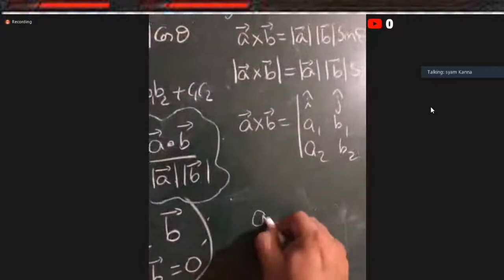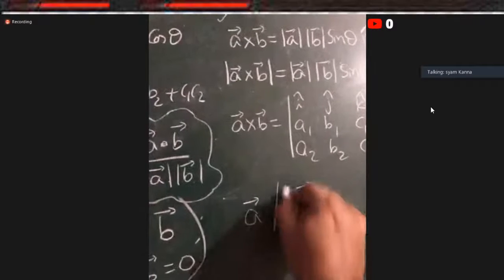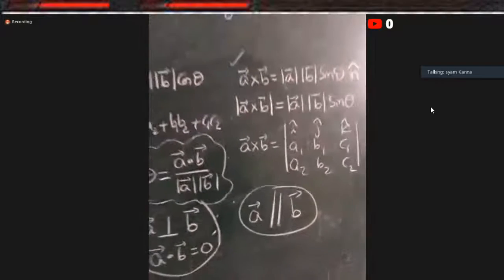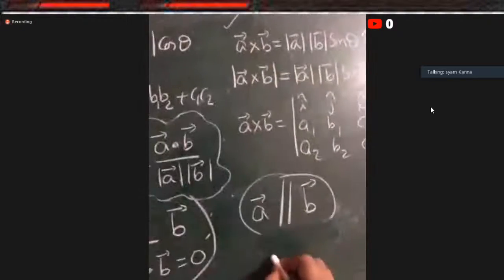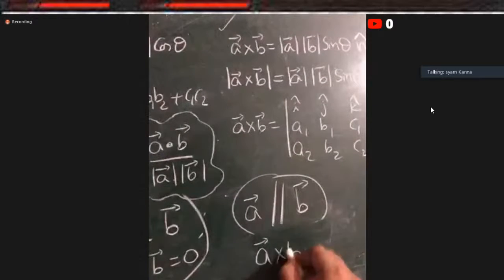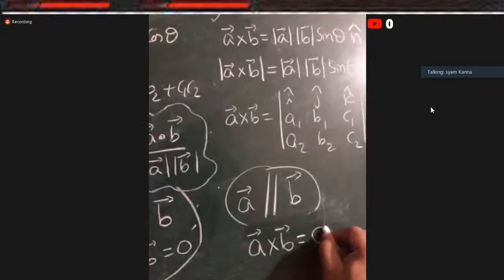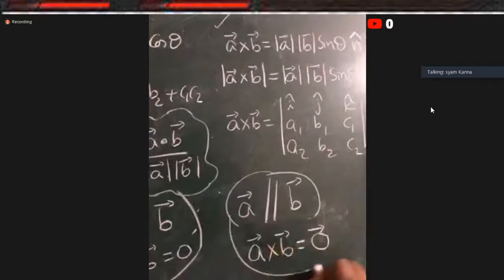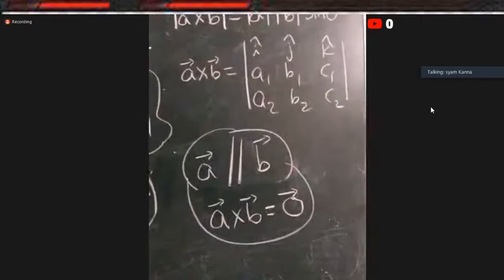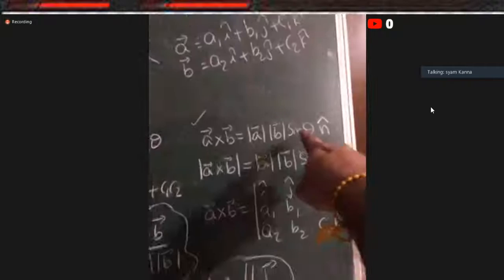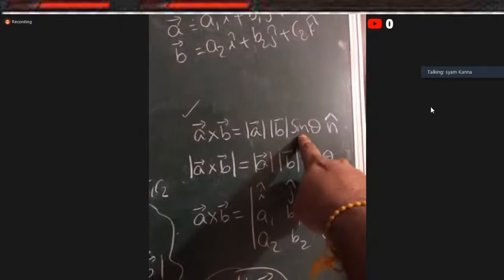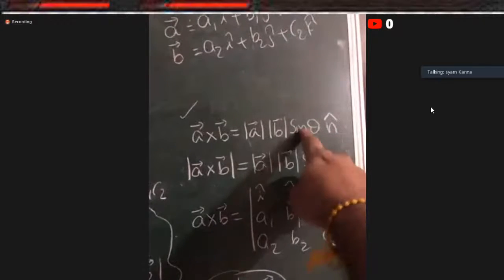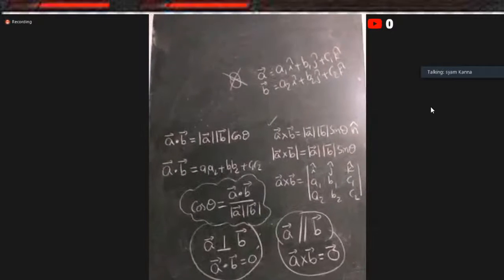Suppose A bar and B bar are parallel to each other. Then the cross product of these two, A bar cross B bar, will become a null vector. A bar cross B bar is equal to 0 bar, because the angle will be 0 if two lines are parallel, and sin 0 degrees is 0. Zero into n cap will become a null vector, or zero vector.